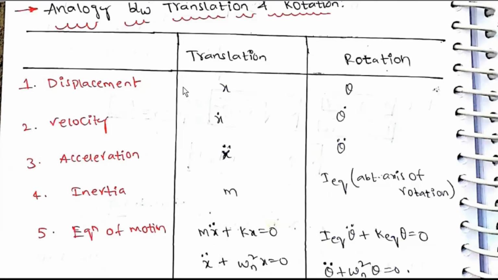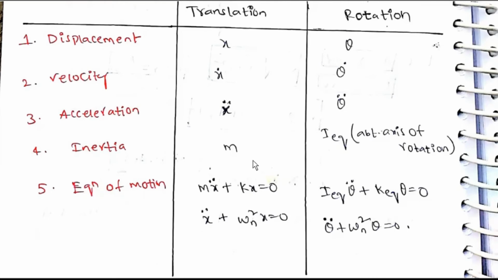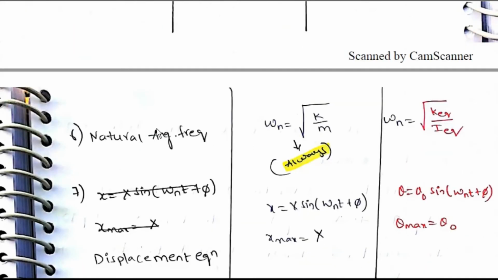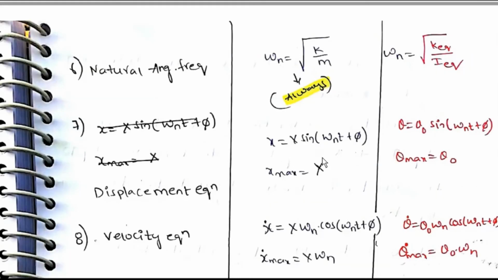Translation: displacement x, theta; velocity x dot, theta dot; acceleration x double dot, theta double dot; inertia m, and rotation I equivalent about the axis of rotation. Equation of motion: m x double dot plus k x is equal to 0, so x double dot plus omega n square x is equal to 0. I equivalent theta double dot plus k equivalent theta is equal to 0, so theta double dot plus omega n square theta is equal to 0. Natural angular frequency omega n is equal to root k by m. Here omega n is equal to root k equivalent by I equivalent.